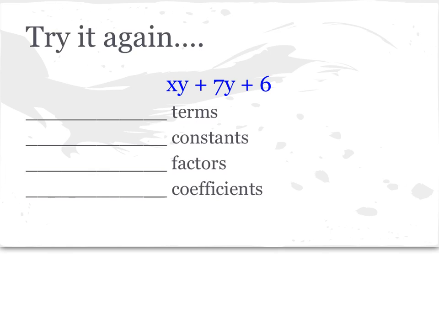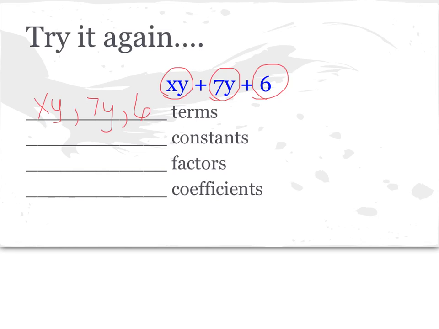Let's look at the expression xy plus 7y plus 6. How many terms are there? If you are thinking there are 3 terms, that would be correct. The first term is xy. The second term is 7y. And the third term is the number 6. There are 3 terms in this expression.